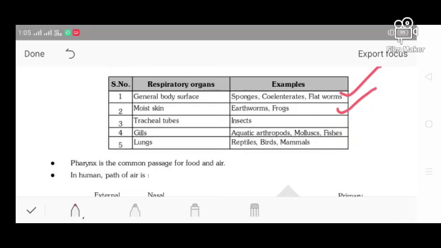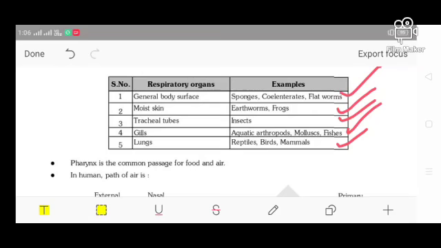After that, the third one is the tracheal tube. The tracheal tube is generally found in most of the insects like mosquitoes, flies, etc. And the fourth one is gills. Gills are found in aquatic arthropods, molluscs, and fishes. Generally, gills are found in aquatic animals. And lungs are a very specialized and developed kind of respiratory organ, generally found in the higher vertebrates like reptiles, birds, and mammals. So this is the general idea about the respiratory organs.